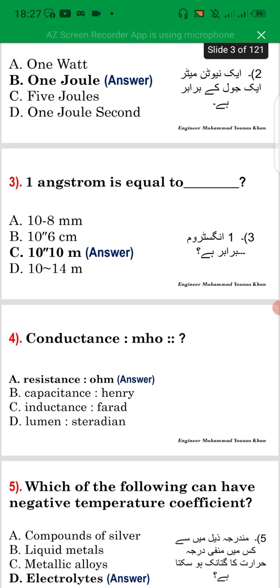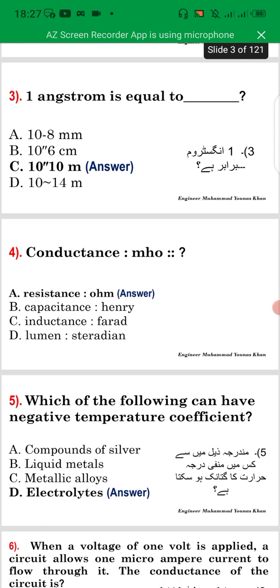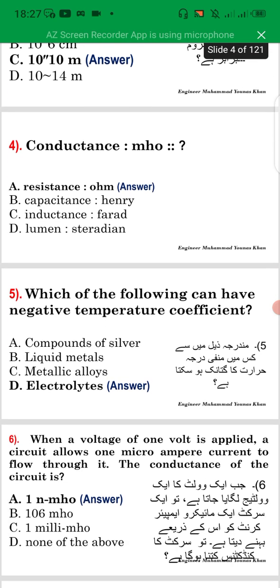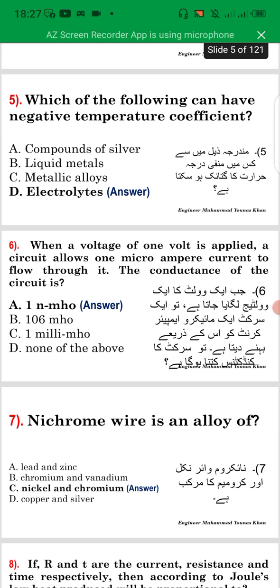Question number 3. 1 angstrom is equal to 10 power 8 mm, 10 power 6 cm, 10 power 10 m, or 10 power 14 m. So 10 power 10 m. Question number 4. Conductance to mho, resistance to ohm, capacitance to Henry, inductance to farad, lumen to steradian. So resistance is ohm.